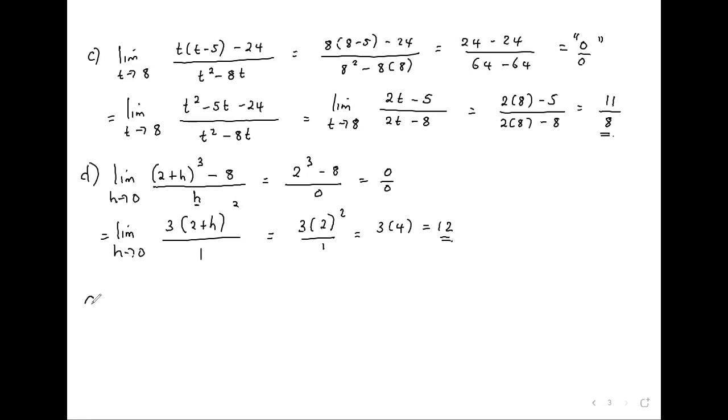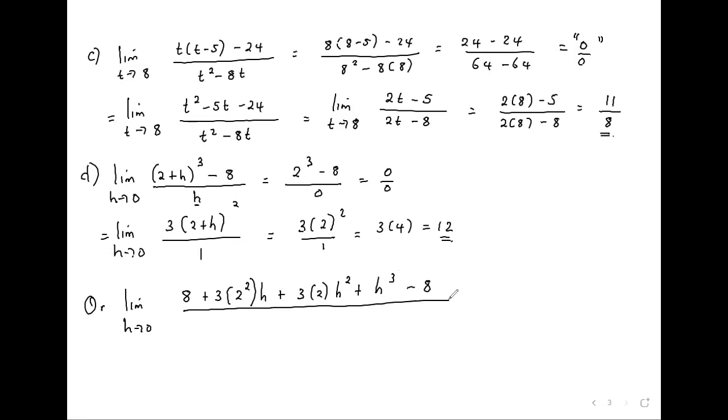Or you expand. Now we have done binomial, so that's an easy expansion. 8 plus 3 by 2 squared by h plus 3 by 2 by h squared plus h cubed minus 8 over h. So this and that becomes.